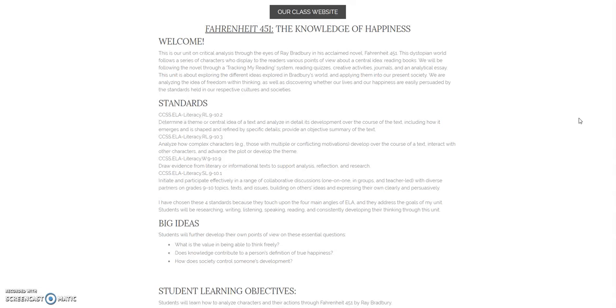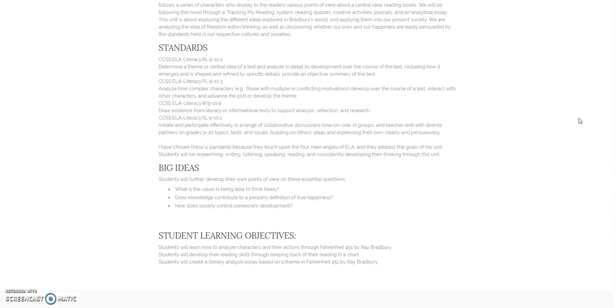I've titled it Fahrenheit 451: The Knowledge of Happiness, because that is the theme that I have taken from this novel. The big ideas are: what is the value in being able to think freely? Does knowledge contribute to a person's definition of true happiness? And how does society control someone's development?